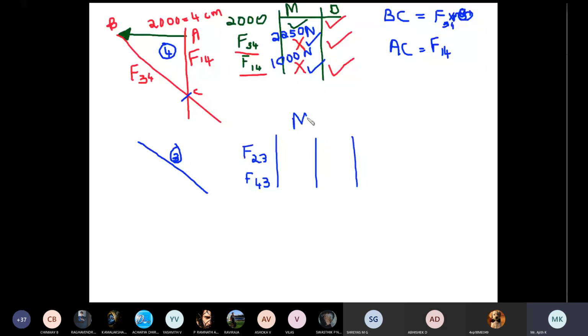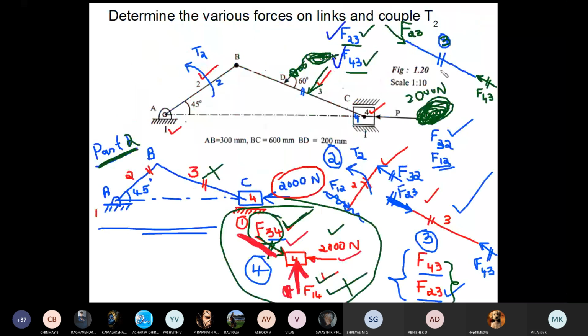Magnitude and direction. From the previous diagram, the direction is already known. This was the direction of F43, and this was the direction of F23. I've already noted down the direction of F23 and F43. It's been marked here. So the direction of F23 and F43 is known. What about magnitude?